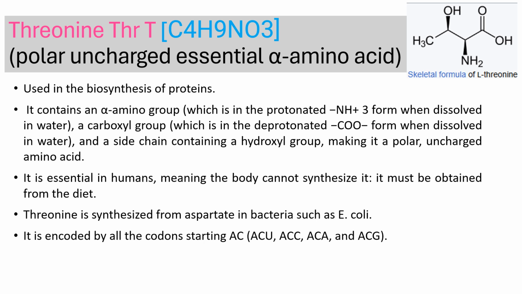Threonine is synthesized from aspartate in bacteria. Aspartate is aspartic acid, right? So it is synthesized from a negatively charged amino acid in bacteria such as E. coli. Escherichia coli is E. coli. It is encoded by all the codons starting with AC: ACU, ACC, ACA, ACG. So anything that starts with AC, remember is threonine.